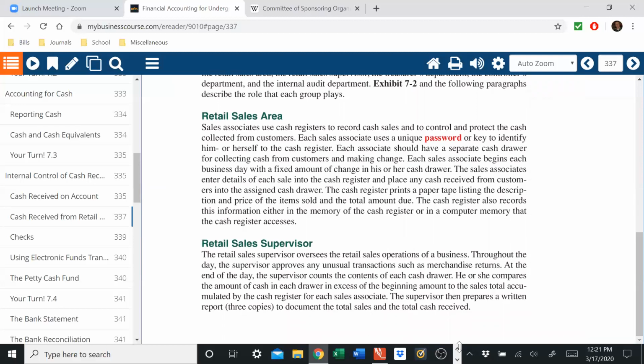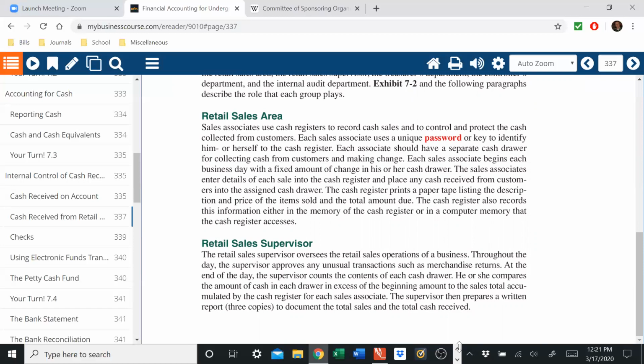Each sales associate will begin each business day with a fixed amount of cash in their drawer. And the sales associate will enter the details of each sale into the cash register, right? In the old days, they had to do it by hand, but now, as soon as a sales associate swipes the customer's item over the bar scanner, because most retail sales areas have bar scanners now, it pops up on the sales associate's screen, the item and the amount the customer owes. So the sales associate doesn't have to enter anything in.